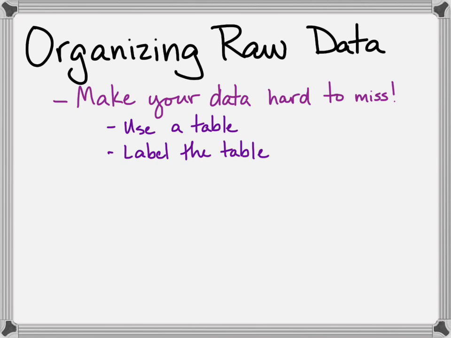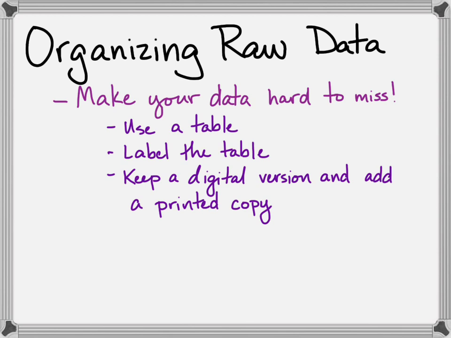So that can be like parts per million, absorbance, counting organisms. Since you're working with organisms, you might want to consider reproduction rates, mortality rates, or even time for 50% of the organisms to be affected. And then make that data hard to miss. So put it in a table, label the table, draw a line under your table title, have a digital version and print it each time like I was discussing before.